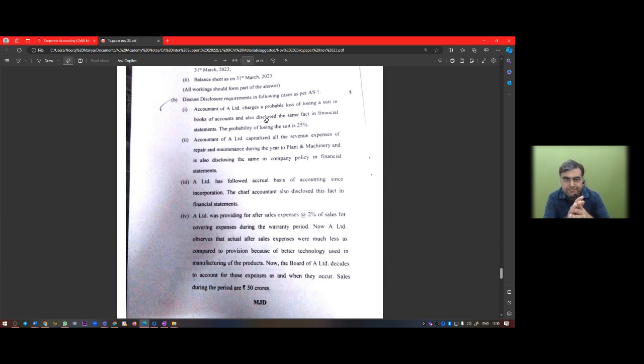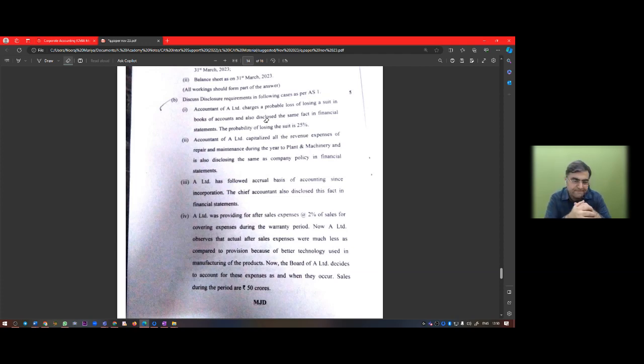So point one, think about the answer. Second part, the accountant of A Limited capitalized all the revenue expenses on repairs and maintenance to plant and machinery and is also disclosing the same as company policy. First treatment is wrong. Second treatment is wrong. Third, he is following the accrual basis; if you follow the accrual basis, you need not disclose it separately. It is implied.